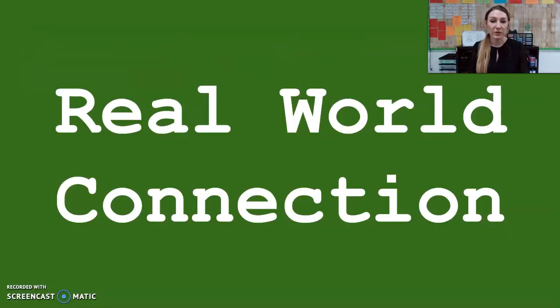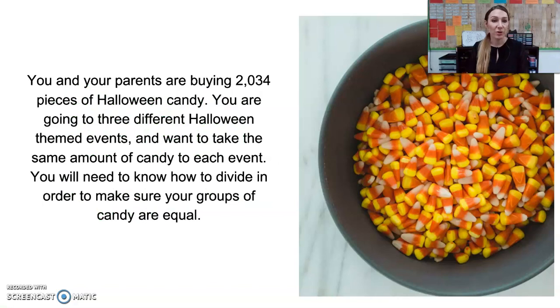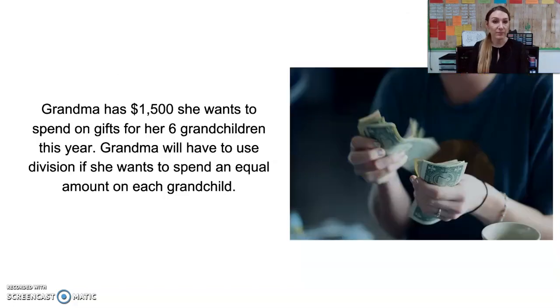Let's look at our real-world connection. You and your parents are buying 2,034 pieces of Halloween candy. You are going to 3 different Halloween-themed events and want to take the same amount of candy to each event. You will need to know how to divide in order to make sure your groups of candy are equal.